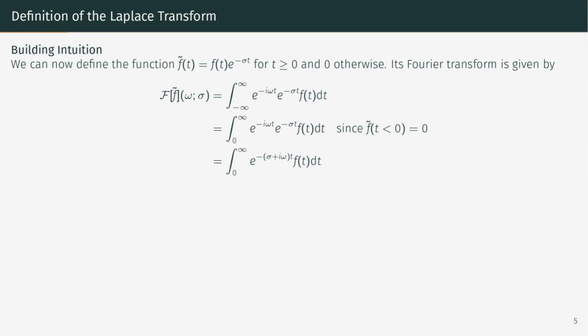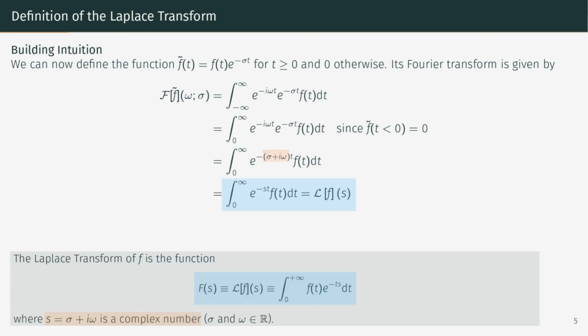And using basic algebra, we can see that this then equals the integral of e to the negative sigma plus i omega, all times t, times f of t dt from 0 to infinity. We know that s is equal to sigma plus i omega from earlier, and so we can rewrite this as the integral of e to the negative st times f of t dt from 0 to infinity, which then equals the Laplace transform of f of s.